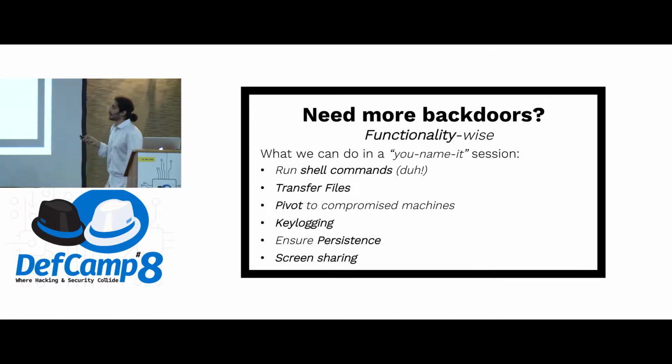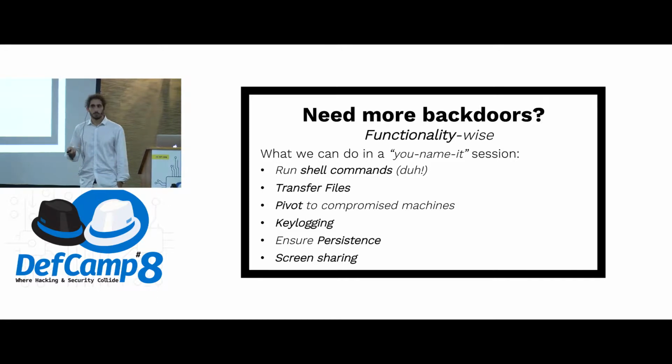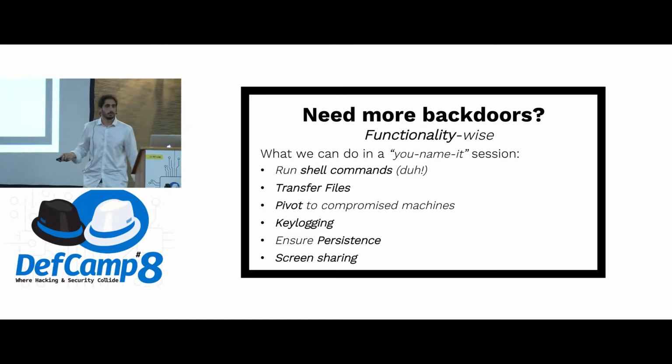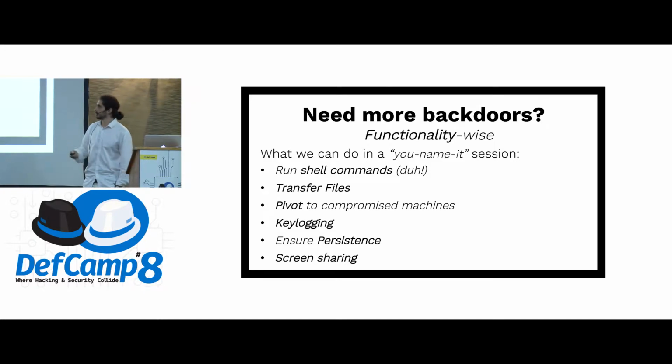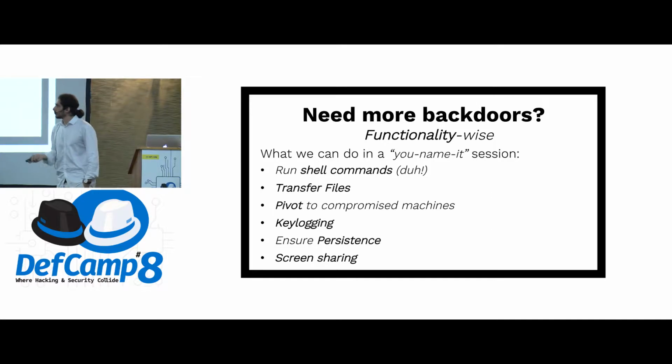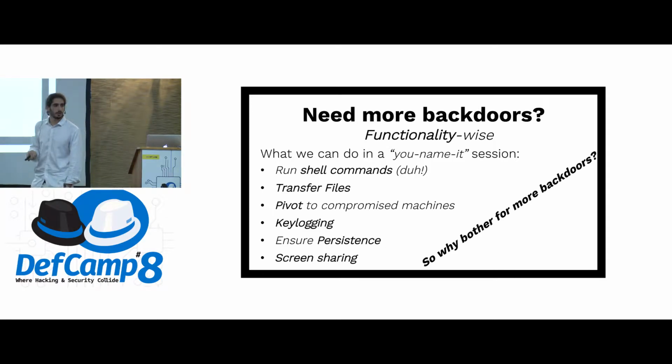And let's see, functionality-wise, we can do a lot of things. We can run commands, transfer files. We could pivot. We can get into the network from outside if we have a compromised machine inside. We can do logging, persistence, screen sharing. If we have a mobile application that has been rooted, we can see through the camera or hear through the microphone, all those things. So yeah, why do we need more? Why bother coding and spending time on that?